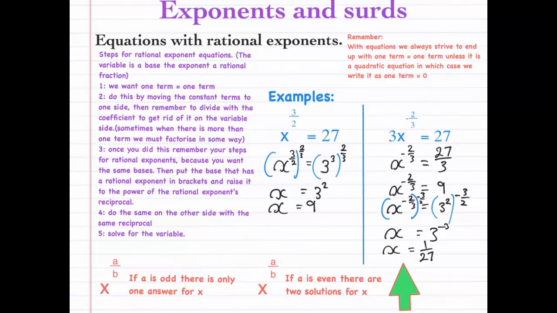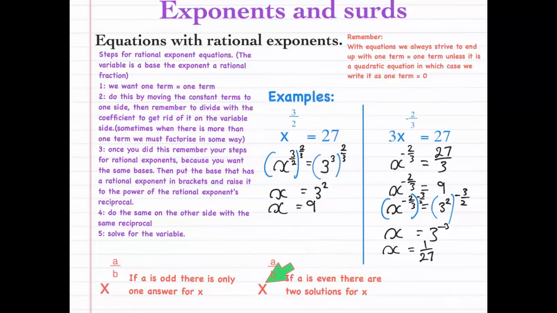Now, I just want to draw your attention to the following words here. If we have a variable with a rational exponent and a is an odd number, okay? So that a is odd. There is only one answer for x. Look, a is odd, there's only one answer for x.